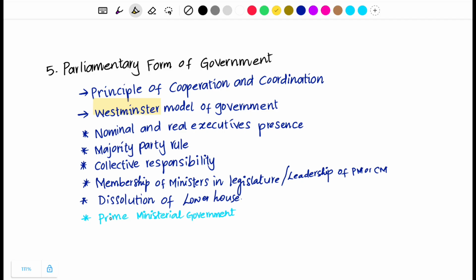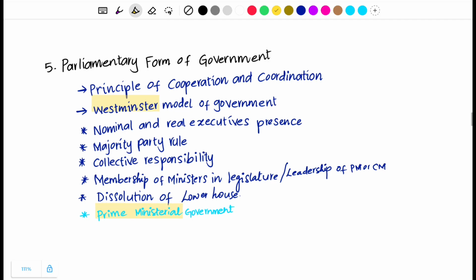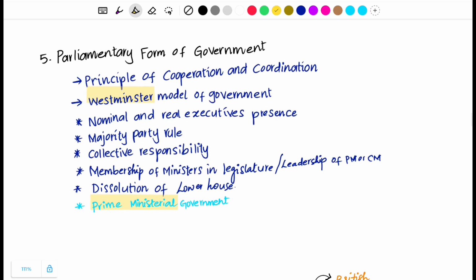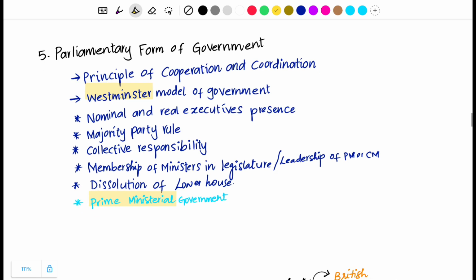If the members decide and put forward a no confidence motion, the Lok Sabha can be dissolved by the members agreeing to it. It is also called the prime ministerial government because of the dominance and presence of the prime minister in taking the majority of the decisions as the leader of the house and as the leader of the government. It is called the prime ministerial government.